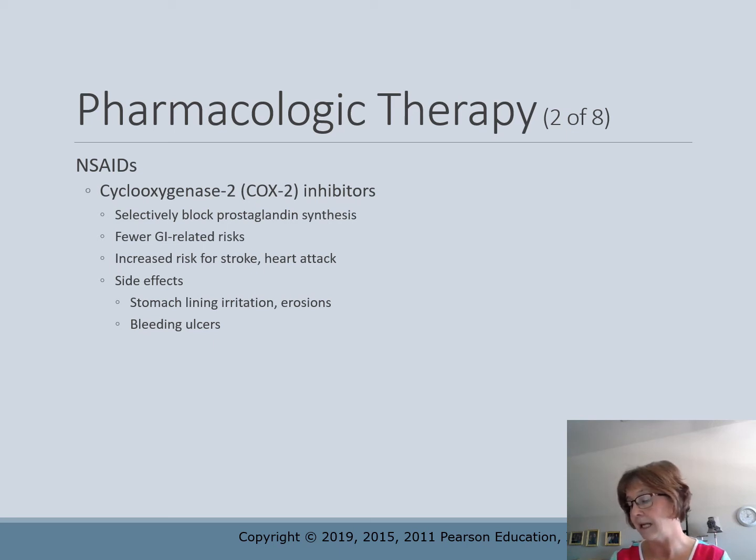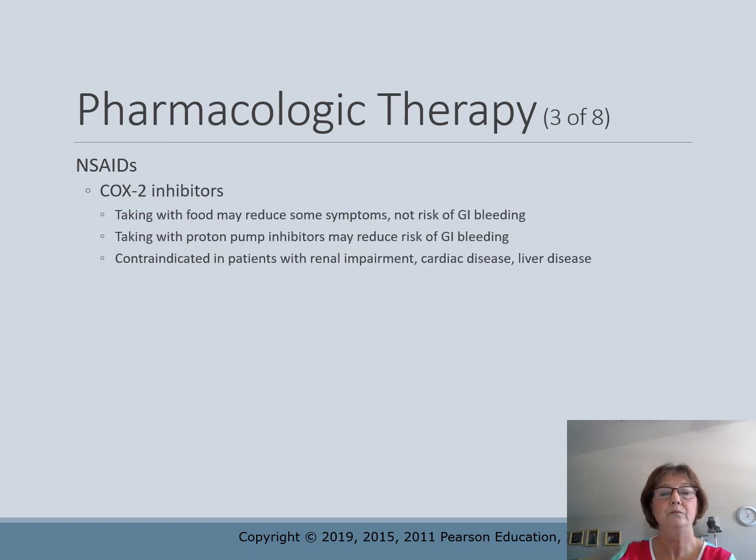They're extensively metabolized in the liver, so they're contraindicated in people with liver disease. Some people, because of comorbidities, cannot take these medicines, and they just have to deal with the pain and do other measures like creams and rubs to help inflammation, hot packs or warm packs, not hot, but warm.